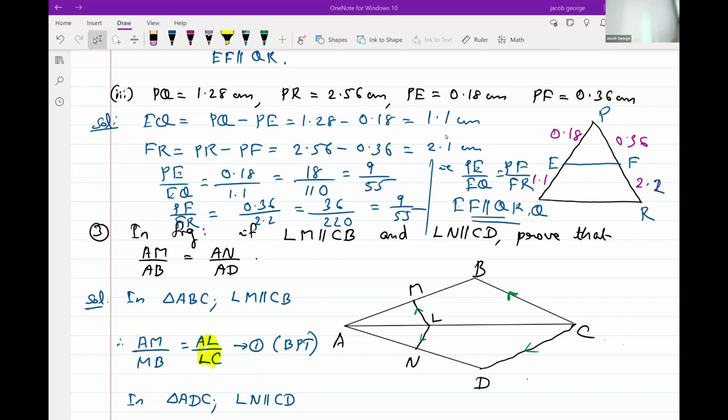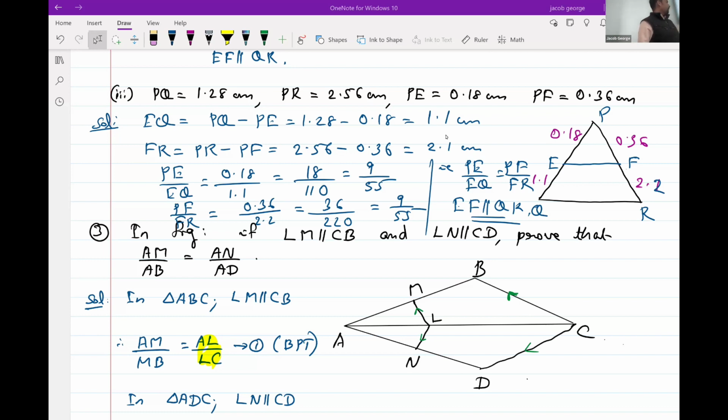In BPT, how do you take it when LM is parallel to CB? AM by MB is equal to AL by LC. We get the part. But here, what is given? AB is given. The whole thing is given. So we start with the part. AM by MB, the first triangle, in triangle ABC.